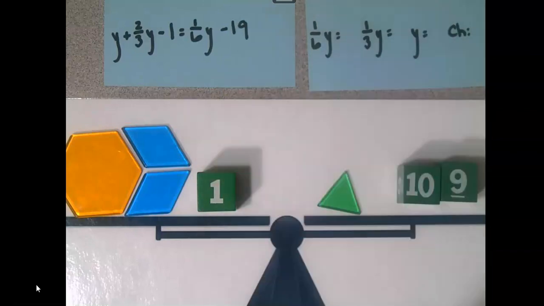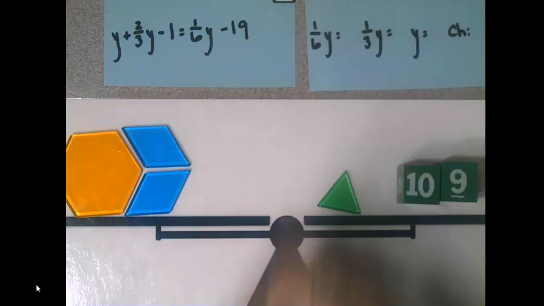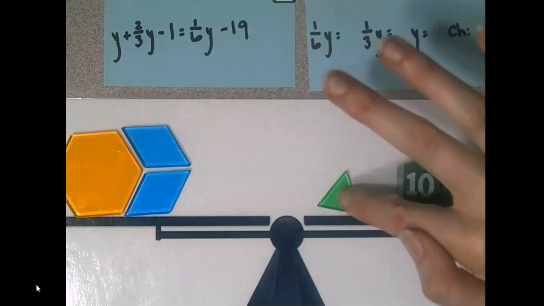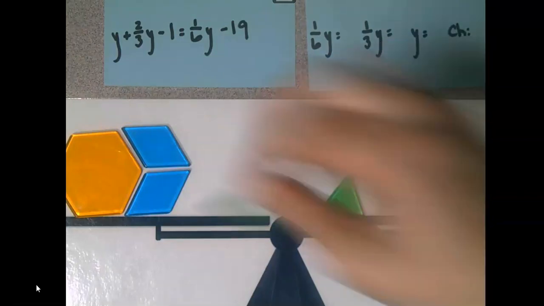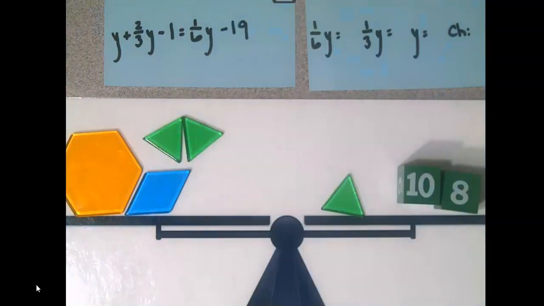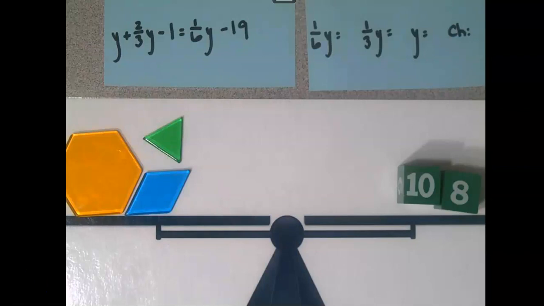So I'm going to get rid of this 1 by putting a positive 1 on each side. So this now becomes -18. And now I want to get rid of my fraction block, and so I can replace one of my blue blocks with 2 green blocks, since those are equivalent fractions, 1/3 and 2/6. And now I can remove 1 green block from each side of the scale.